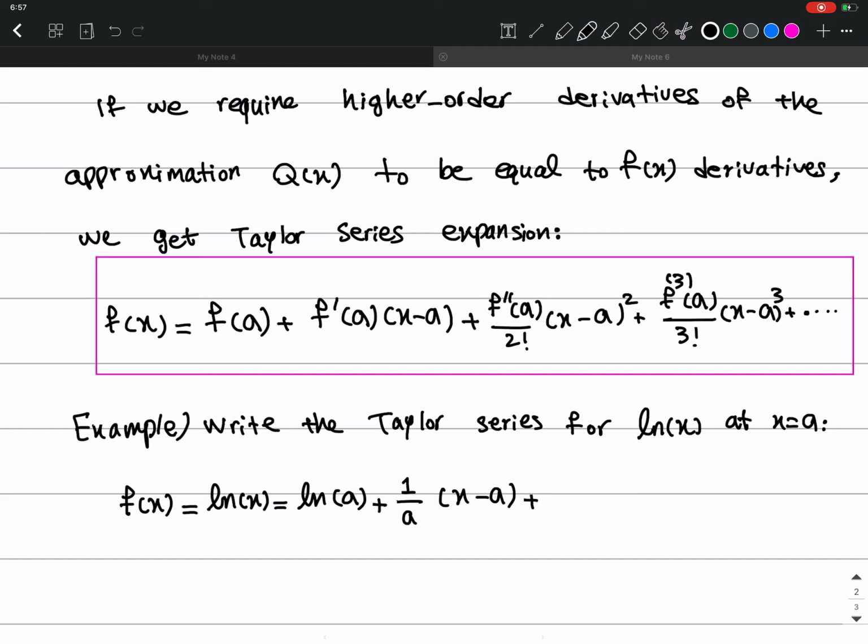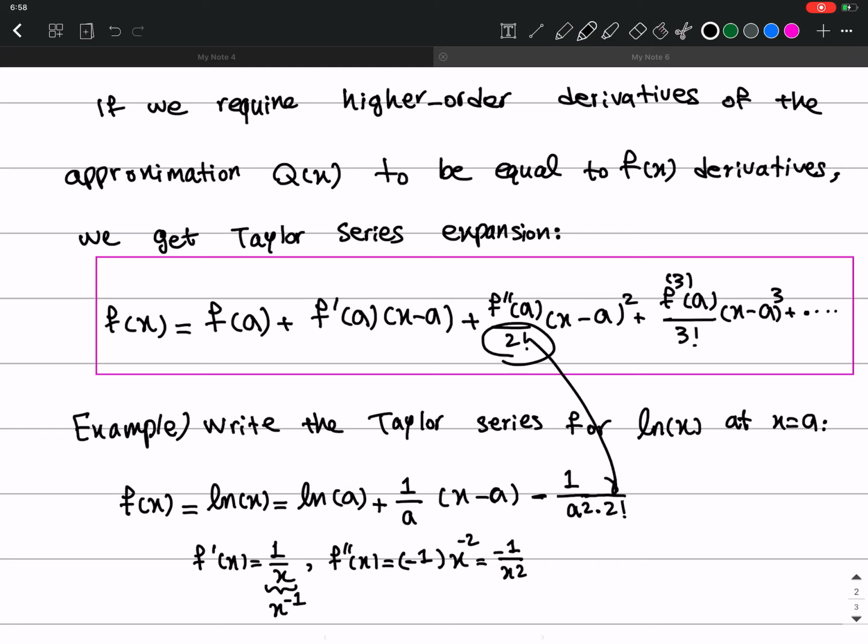And then the third term is going to be f double prime. So let me write it down here. f prime x is going to be 1 over x. f double prime x is going to be the derivative of this function with respect to x. So this is just x to the power minus 1. So it's going to be minus 1 times x to the power minus 2, right? So it's going to be minus 1 over x squared. So here I'm going to write minus 1 over a squared, times 2 factorial, which is what I have here, times x minus a squared.